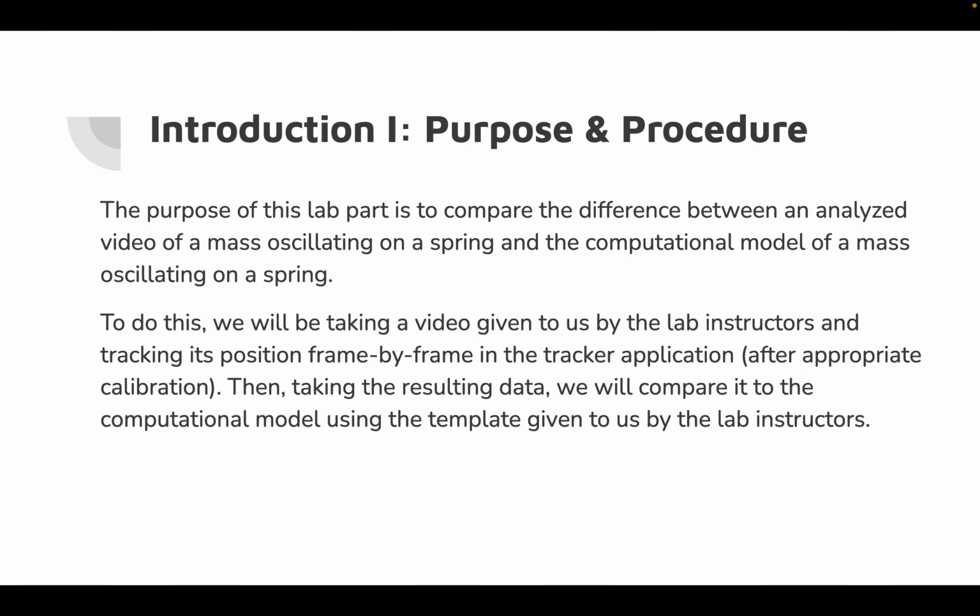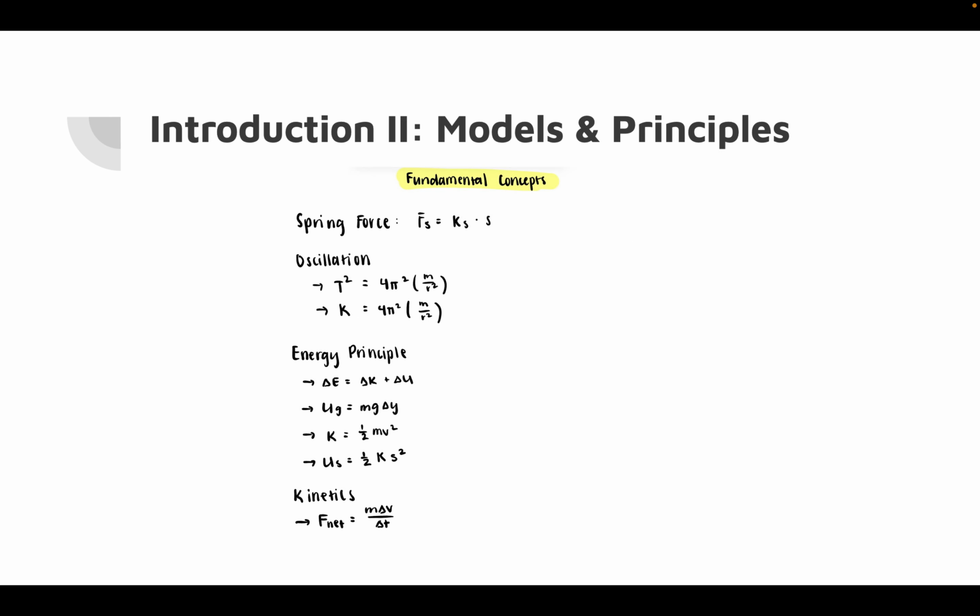The purpose of the lab is comparing the difference between an analyzed video of an oscillating mass on a spring compared to the computational model given the same initial conditions. To do this, we're taking a video given to us and we're tracking the position frame by frame in the tracker app, and using that resulting data, we're comparing it to the computational model that we adjusted for our initial conditions given to us by the lab instructors.